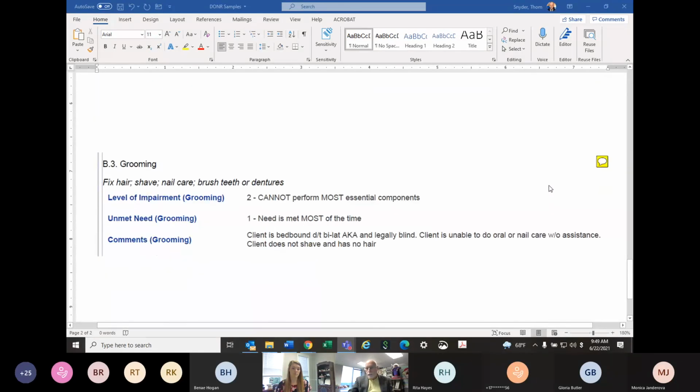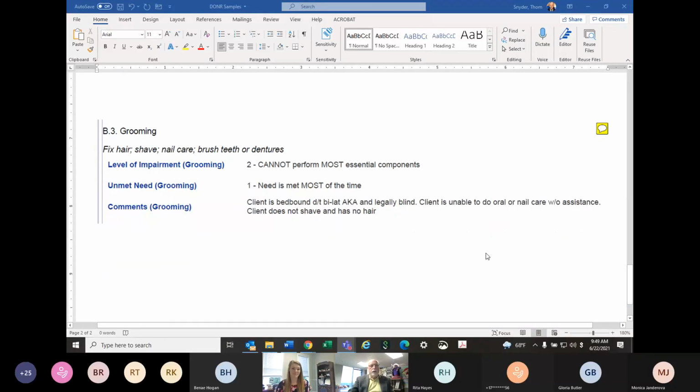This is our last one for the morning. Oh my goodness, this one's a grooming. As a reminder, the essential components are fixing hair, shave, nail care, brush teeth, or dentures. Level of impairment is a 2, cannot perform most essential components. Unmet need is a 1, the need is met most of the time.